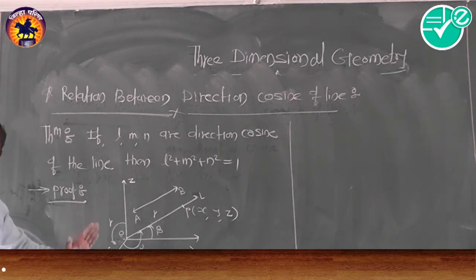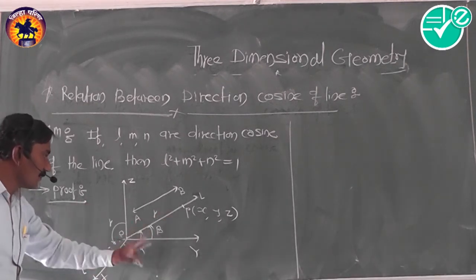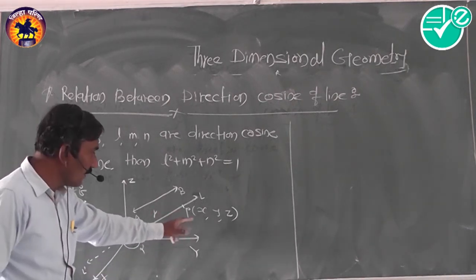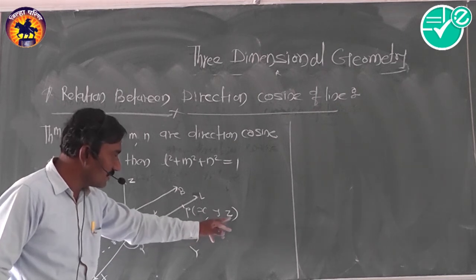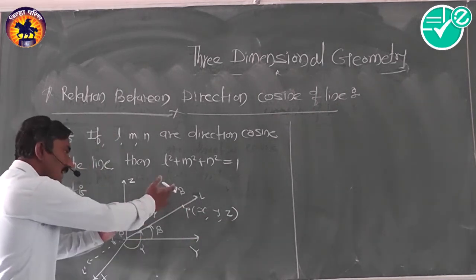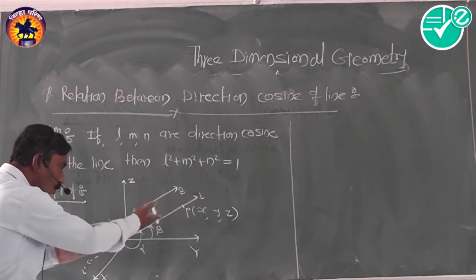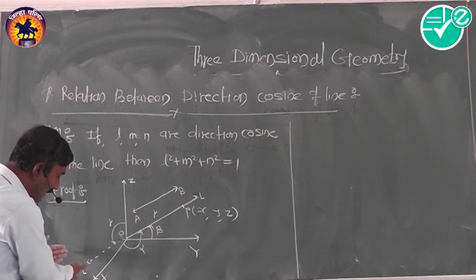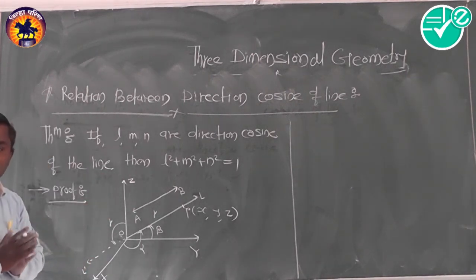In this figure, first we see the x, y, z axes and the line L. The point P on the line OP has coordinates x on the x-axis, y on the y-axis, z on the z-axis, and the OP distance is r. The AB line is parallel to the L line, and that L line is also carried as L dash. Okay, so this is our required figure.